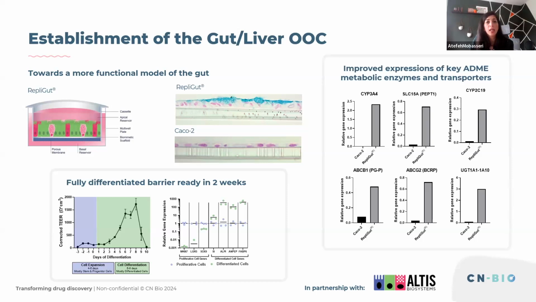Also, in addition to that, we compare the Replicot model using the primary gut to Caco-2, and we look at the expression of specific metabolic enzymes and compare this to the Caco-2 model. We can also measure and quantify the mucus production in Replicot, which is lacking in the Caco-2 model.